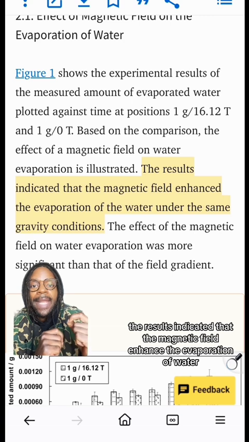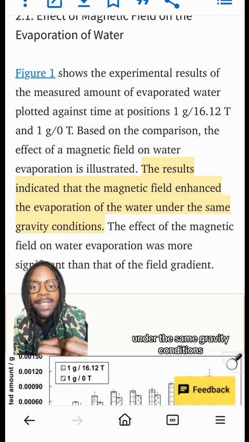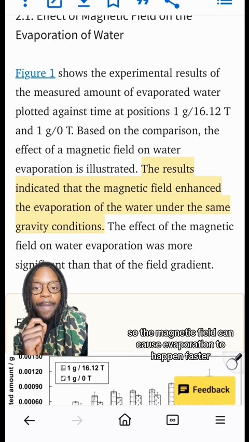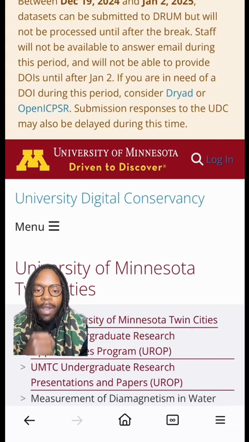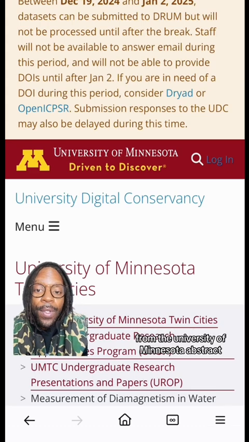The results indicated that the magnetic field enhanced the evaporation of water under the same gravity conditions. So the magnetic field can cause evaporation to happen faster. Magnets affecting water. But isn't water diamagnetic? From the University of Minnesota.